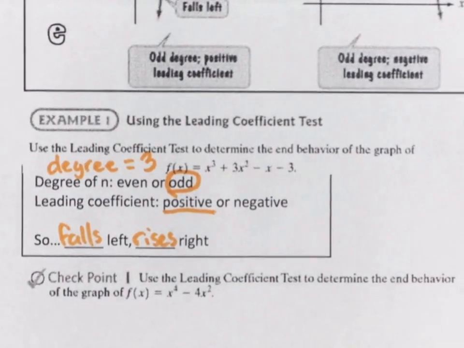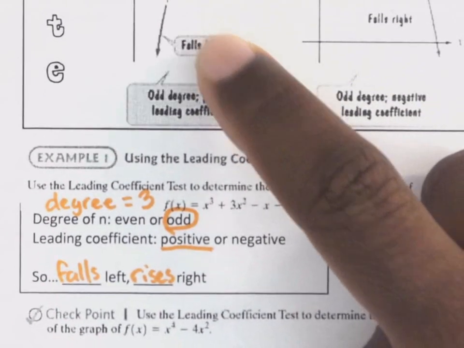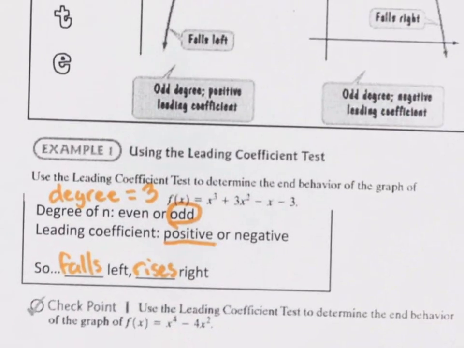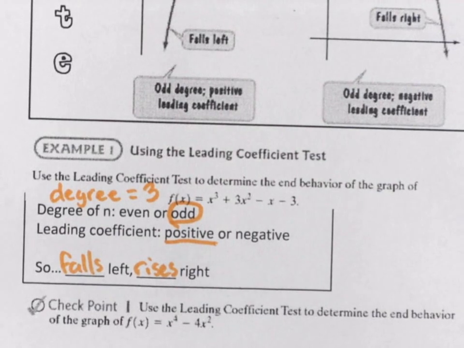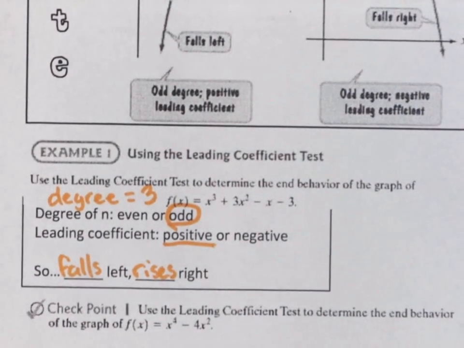All right, we got an odd degree. That tells me it's one of these two. Since it's positive, it'll fall left, rise right. Kind of makes sense. Let's do the one below.